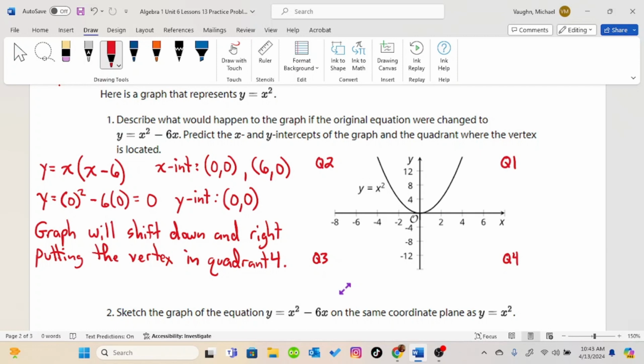And number 2 wants us to sketch the graph of this. So, we already said the x-intercepts are going to be at the origin and at (6, 0). And we said the y-intercept was also at the origin. So I need to know where the vertex is. Well, the vertex x-coordinate is halfway between 0 and 6, which would be 3. So it's somewhere along this line here. But I need to know the y value.